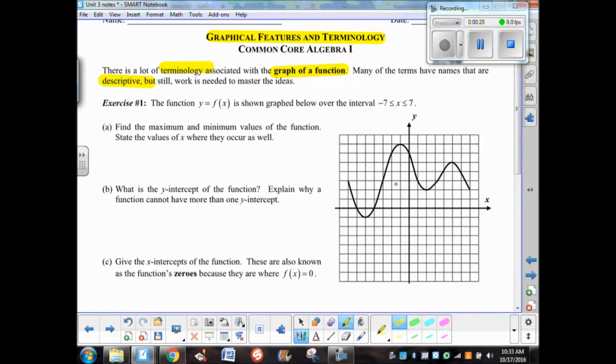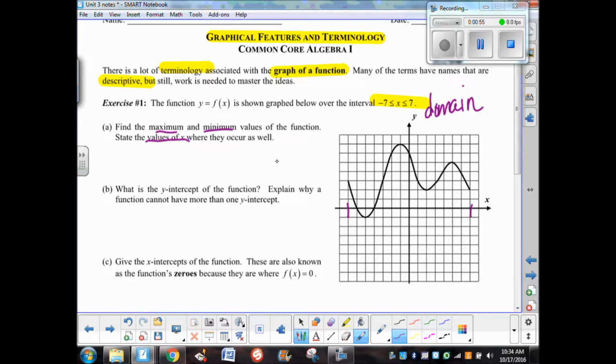I don't know what the equation is specifically of that curve, but I do know that it's graphed over this interval. So it goes from -7 to +7. So that's our domain. It says find the maximum and minimum values of the function. So two very descriptive words. State the values of x where they occur as well.